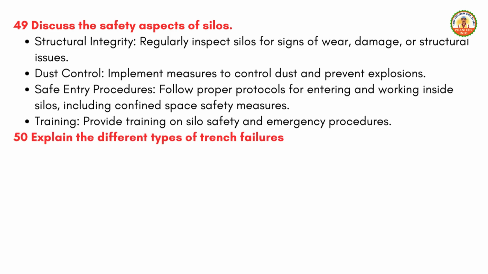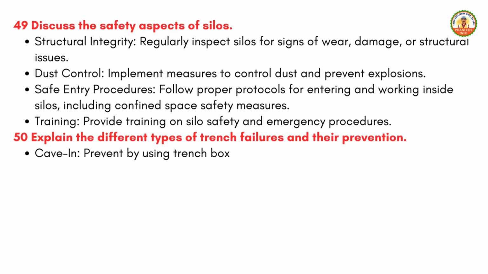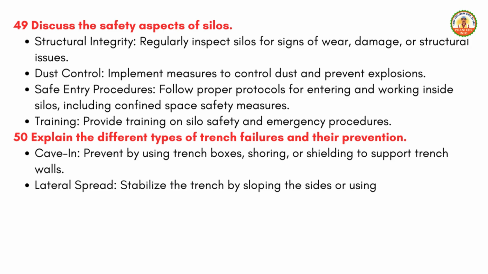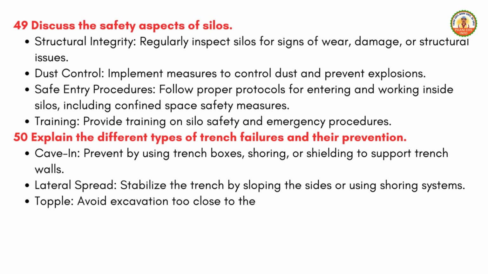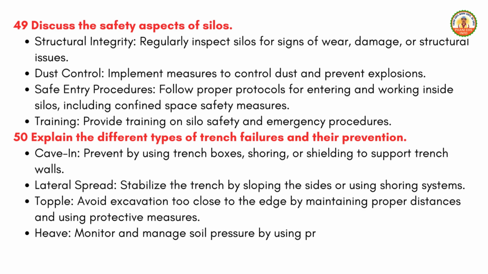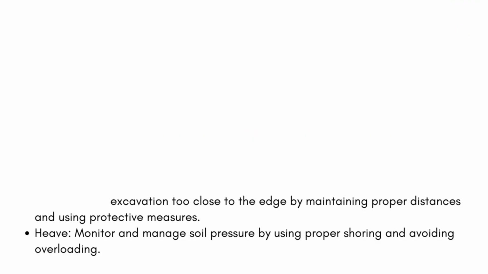50. Explain the different types of trench failures and their prevention. Cave-in. Prevent by using trench boxes, shoring, or shielding to support trench walls. Lateral spread. Stabilize the trench by sloping the sides or using shoring systems. Topple. Avoid excavation too close to the edge by maintaining proper distances and using protective measures. Heave. Monitor and manage soil pressure by using proper shoring and avoiding overloading.